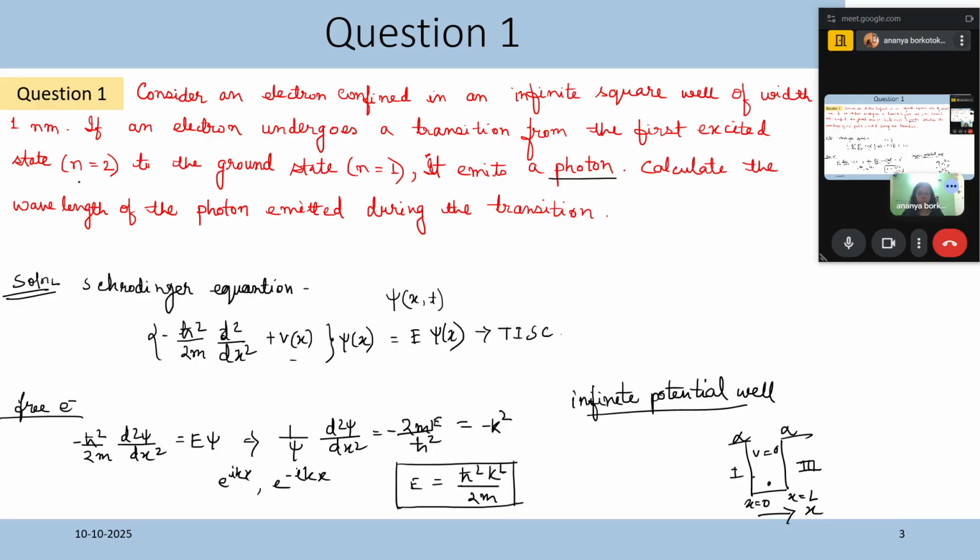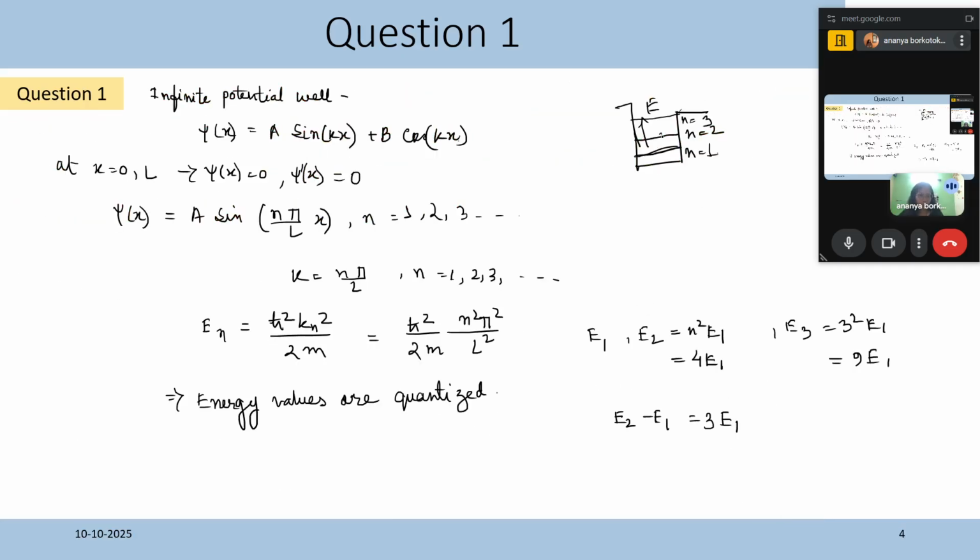So here the question is that the photon will have the same energy as the electron emits while it is traveling from n equal to 2 to n equal to 1. So that means the energy of the photon is E2 minus E1, right? An electron is moving from here to here, it will release energy in the form of a photon. So the photon will have this much energy. So let's calculate it. So what is E1?